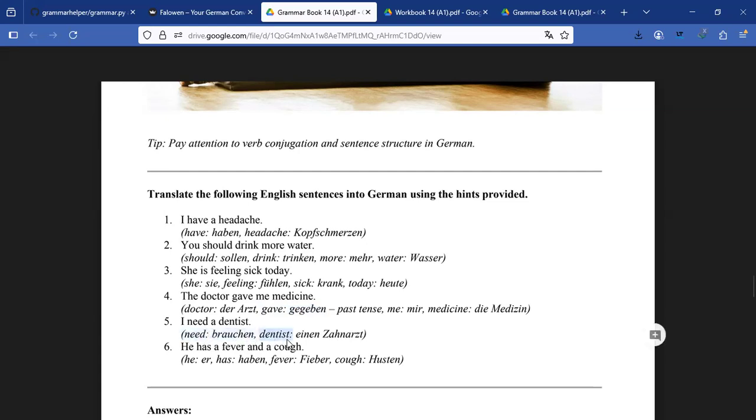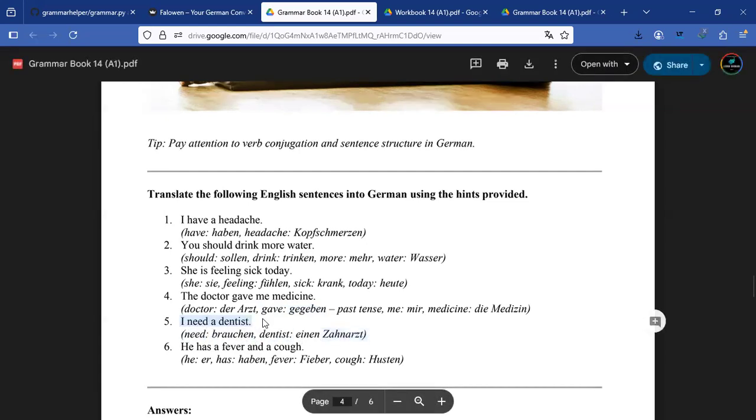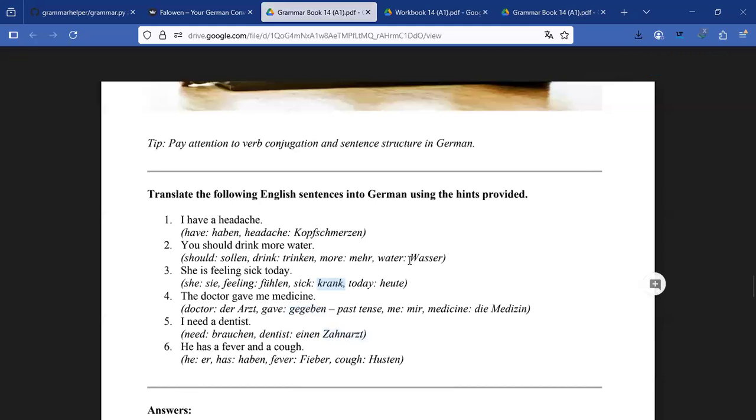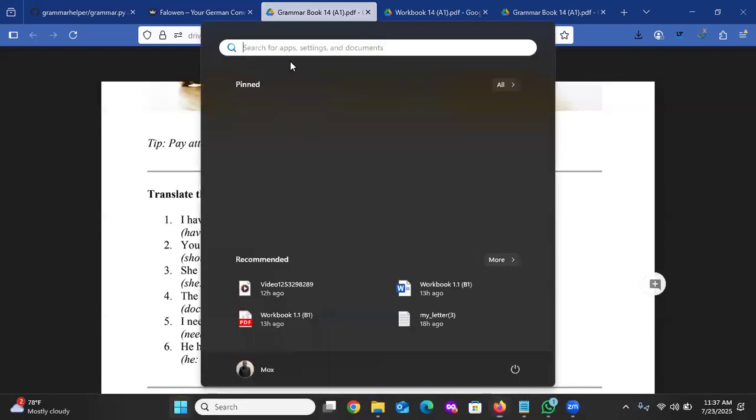Brauchen, to need, Zahnarzt, and ein. You want to say, I need a dentist. How will you arrange that? And he has a fever and a cough. You have these phrases here. So please start work. 6 minutes, 6 questions. I'm giving you 6 minutes. After that, we cross check the answers together.